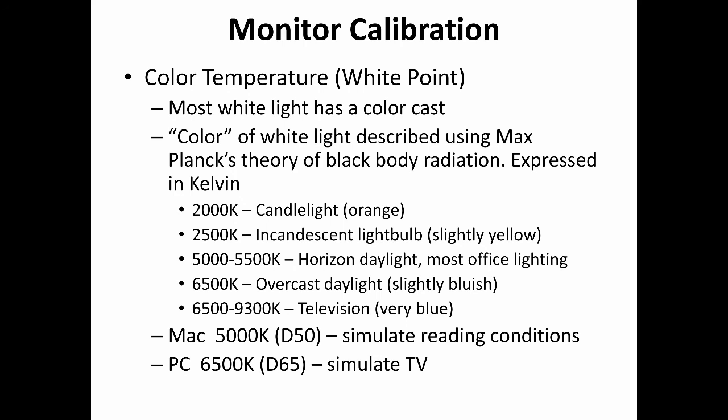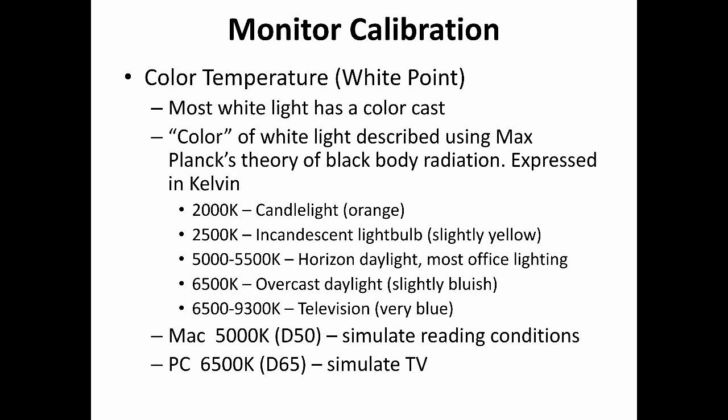And it turns out that this theory of black body radiation was the basis for the invention of the light bulb. The idea that you could pass an electrical current through a metal filament, and that metal filament would begin to heat up, and as it heated up, it would begin to glow and emit light.